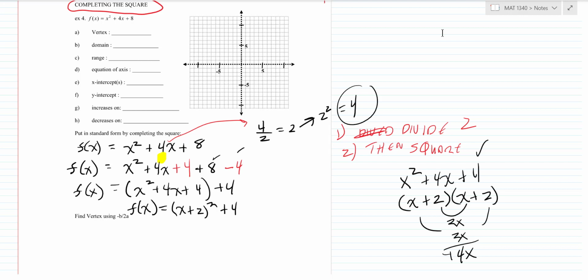So again, what did I do? I took half of the number, 4 over 2 is 2, then I square 2 to get this 4. Okay, that's where that comes from. Now, why did I put this minus 4 here? To balance it out so I'm not changing the problem. Then I factor this to get this, and then 8 minus 4 is plus 4.